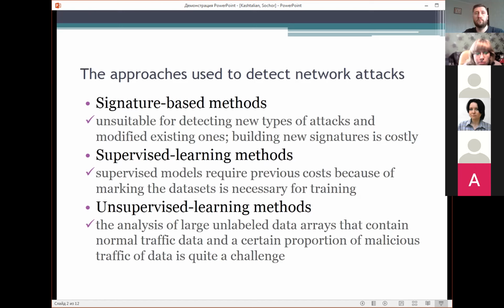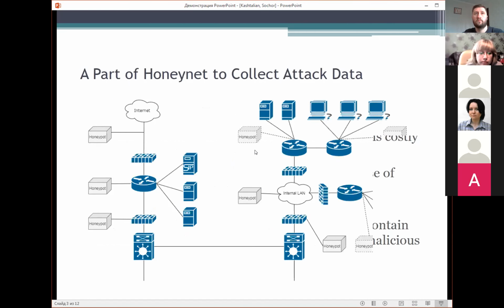For example, signature-based methods are unsuitable for new types of attacks. Supervised learning methods require labeled data sets. Unsupervised learning methods handle large unlabeled data arrays with mixed normal and malicious traffic. The analysis of it may be a challenge. Honeypots and honeynets are used to collect only malicious traffic. The advantages of honeypot use are maintaining independence from the working environment, identifying zero-day vulnerabilities, reducing the false positive rate, and collecting data on malicious acts.